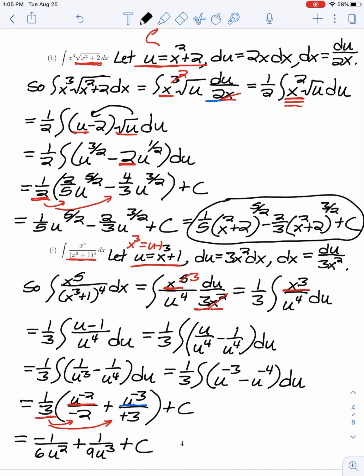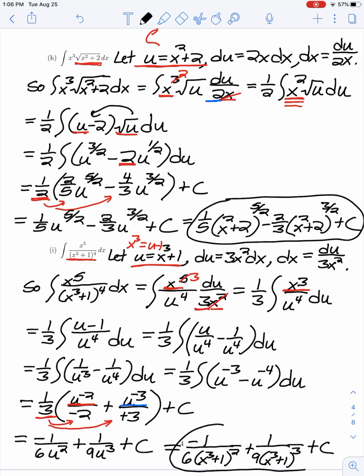So in my very last step, I'm ready to substitute our expression for u back into our answer. So here I've got negative 1 over 6 times u, which was x cubed plus 1 squared, plus 1 over 9 times u, which was x cubed plus 1 quantity cubed, plus c. So finally, we have this expression for our antiderivative.